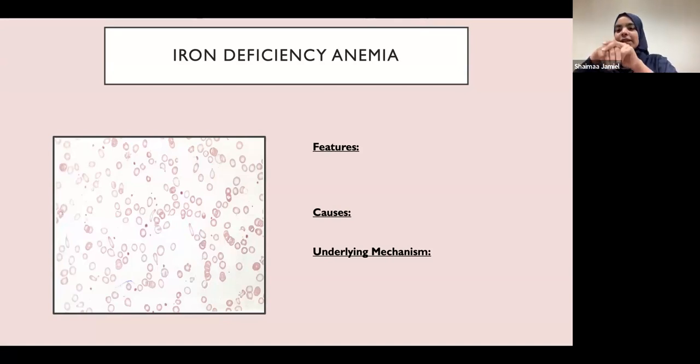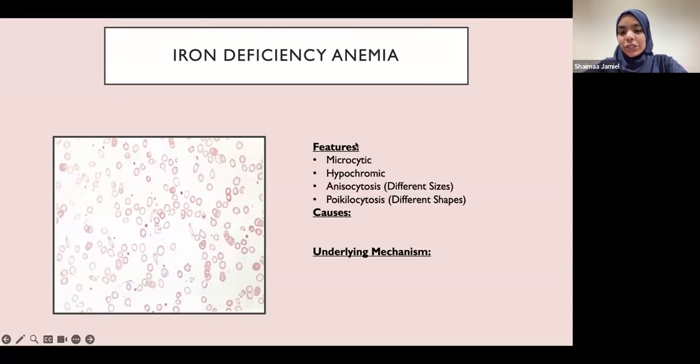Are the sizes different? Are the shapes different? Are they all the same shape or are they all the same size? And isocytosis, which means they have different sizes. Poikilocytosis. Yes, perfect. Okay. So these are the 4 features. You have to memorize them like your name, honestly. They come a lot.